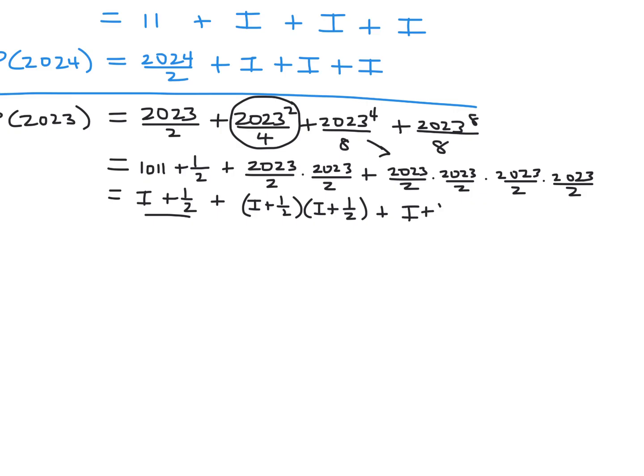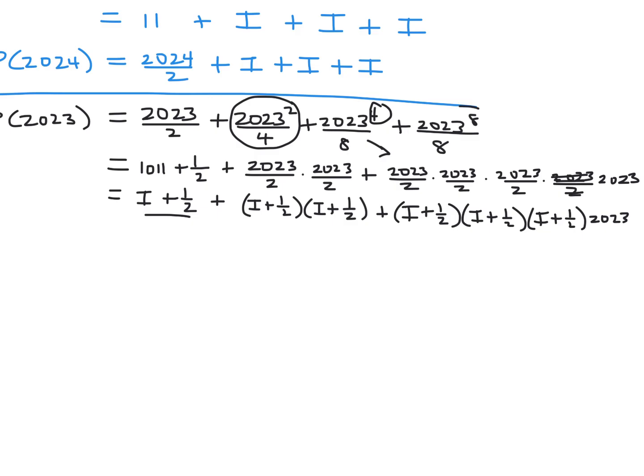I plus a half. Let me think about this. How many of them are there going to be? Wait, I think I put one too many. I don't need that guy. Yeah, because 2 times 2 times 2 is 8. Let me think about this for a second. But this is a 4 though. I guess we just have to multiply by a 2023. Yeah. So that'll be I plus a half, and then I plus a half, like that, and then an extra 2023.